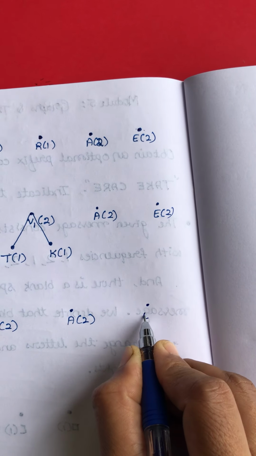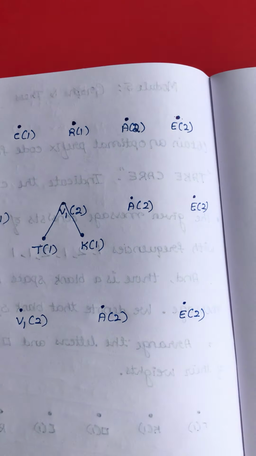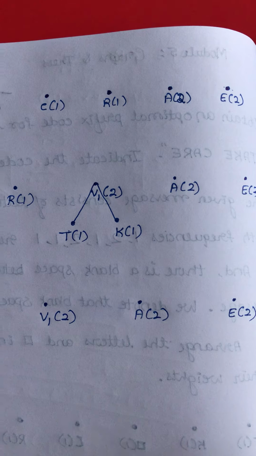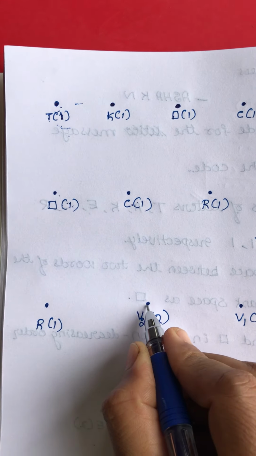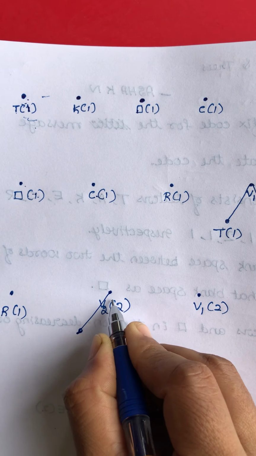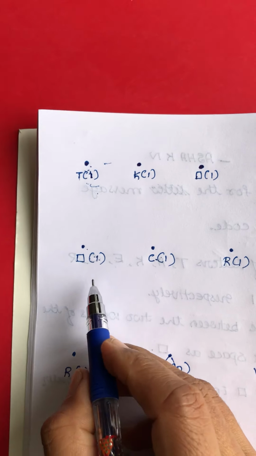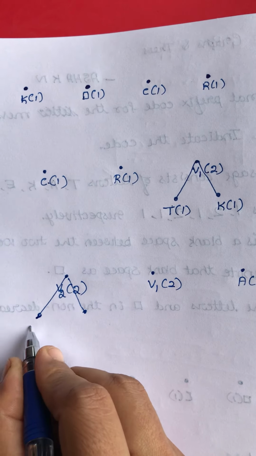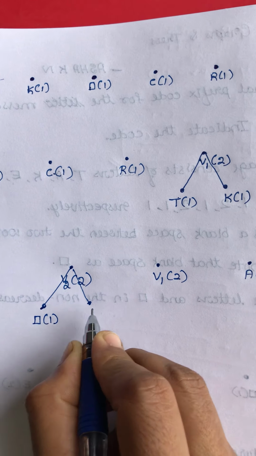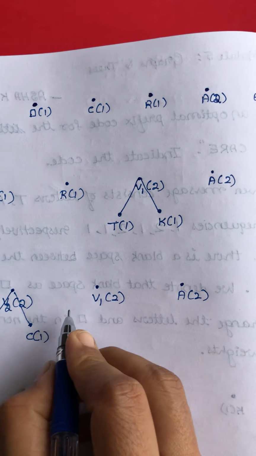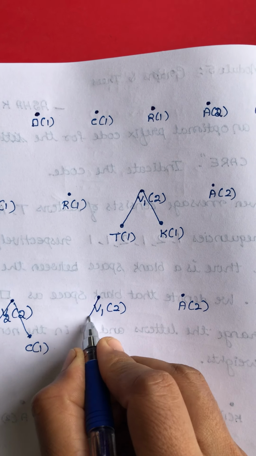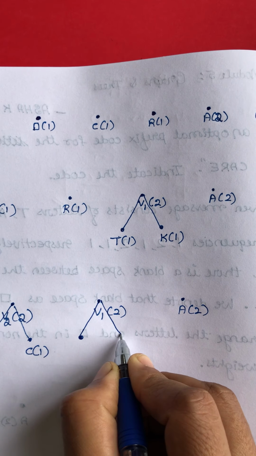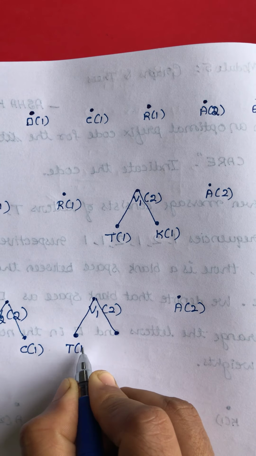E2. That E of means its weight. Okay, that number is the weight of that vertex. How did I get V2? V2 is obtained by adding blank space 1 C1. So blank space 1 C1. Similarly V1, whatever is there in the previous step, write as it is. It is T1 K1.